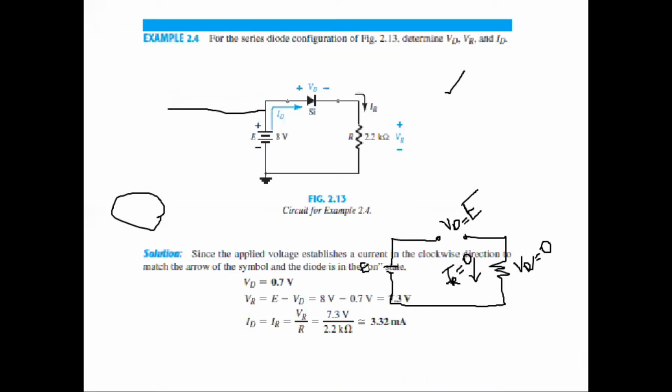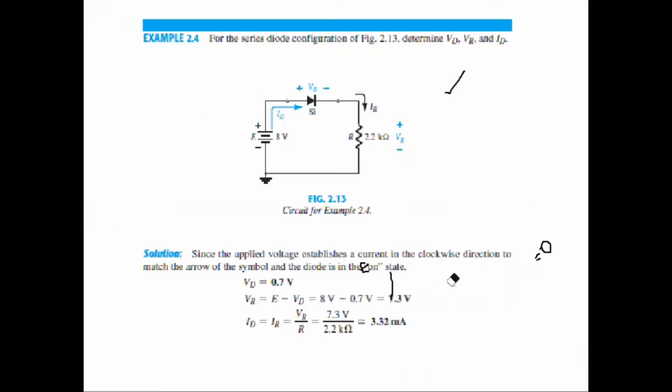Basically, this is a question related to the previous material which we have done. What is it asking? It is saying that for the series diode configuration of figure 2.13, determine VD, VR, and ID. This is a silicon diode, so initially in this question, you have to see whether the voltage here is strong enough to make this diode forward bias or not.